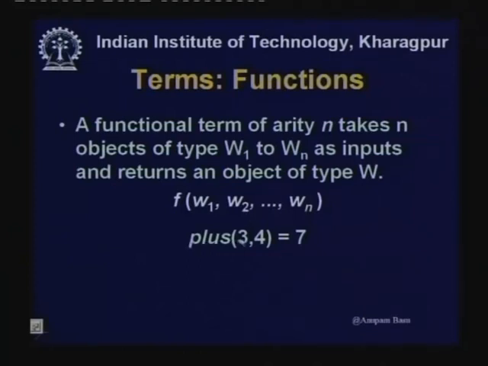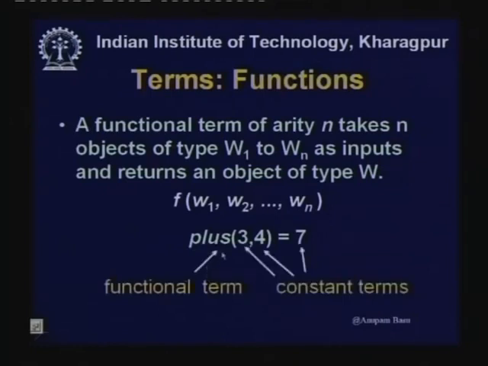Plus is a function which has taken two constants, two objects of type constant, from the set of natural numbers. So, this is a function. Here plus is the functional term, 3 and 4 are constant terms, and 7 is also a constant term. So, 7 is the value, that is the object that is returned by this function.